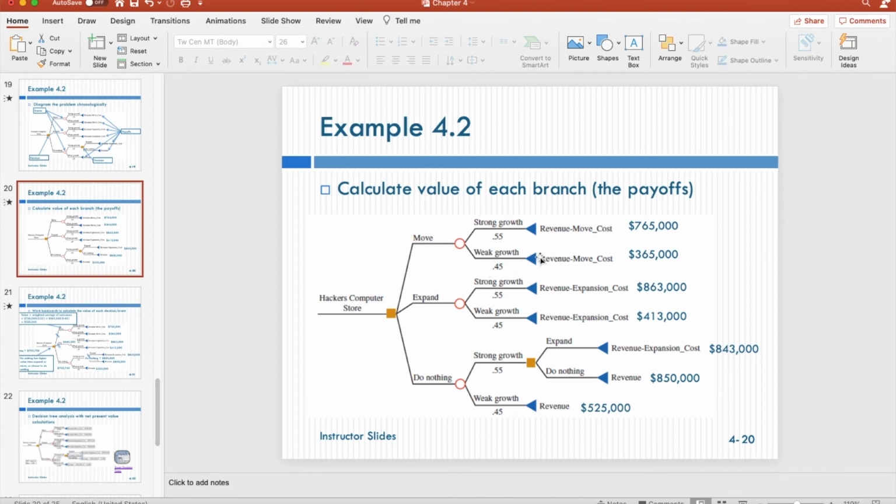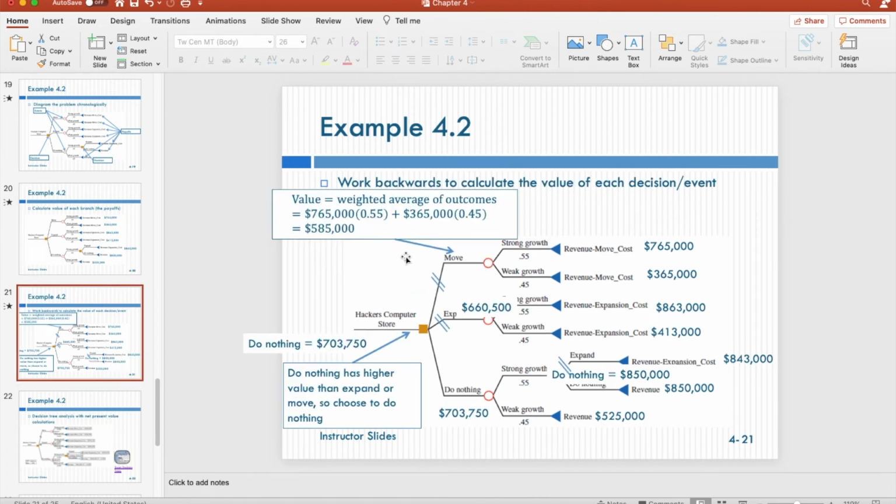So we're using the weighted average method to calculate the expected profit if you decide to move. Very simple. So here you just use 765,000 times 0.55 plus 365,000 times 0.45, and you will get the corresponding number. That's why the expected value that you can get if you choose to move to a new site would be 585,000. All right, 585,000. That's it.